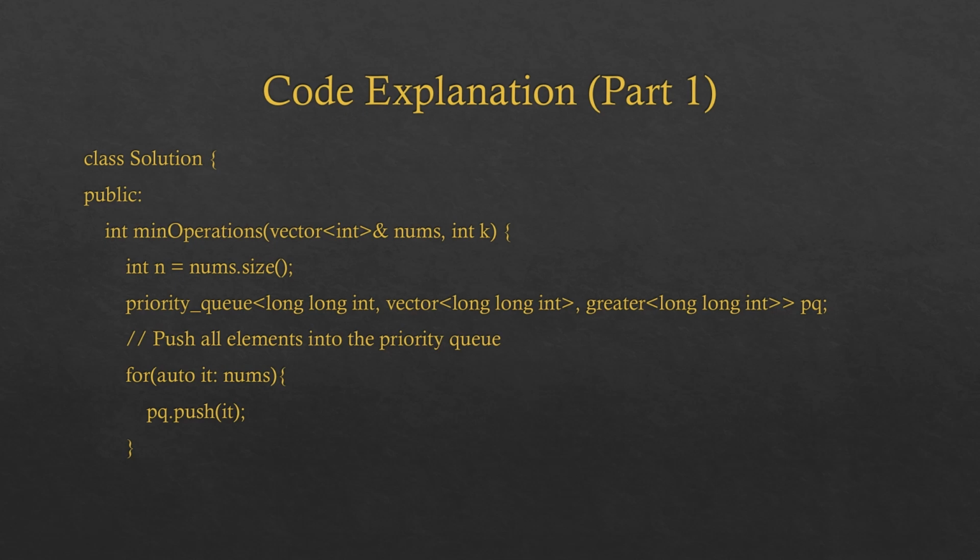Now let's look at the code implementation. In part 1, we first define the function and initialize a priority queue. We insert all elements from the array into the queue. This allows us to retrieve the smallest elements efficiently.